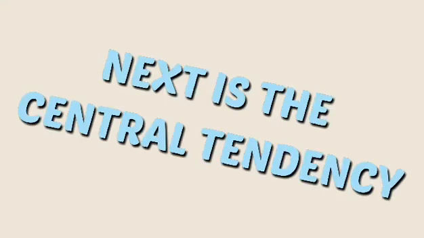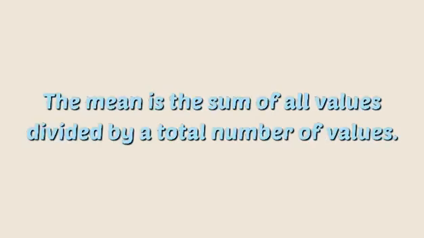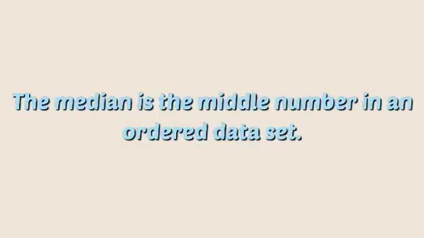The next topic is the central tendency. There are three most common measures of central tendency, and those measures are the mean, median, and mode. The mean is the sum of all values divided by a total number of values. The median is the middle number in an ordered data set. And the last one, the mode, is the most frequent value.